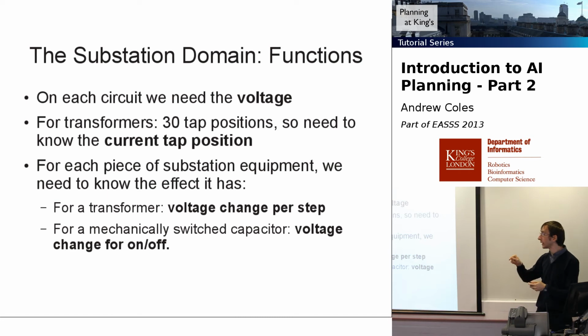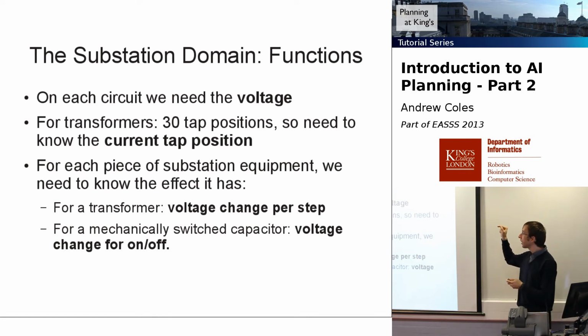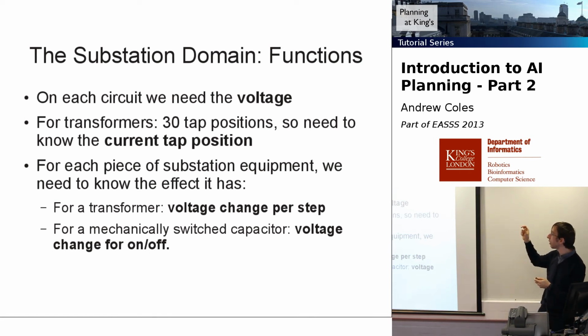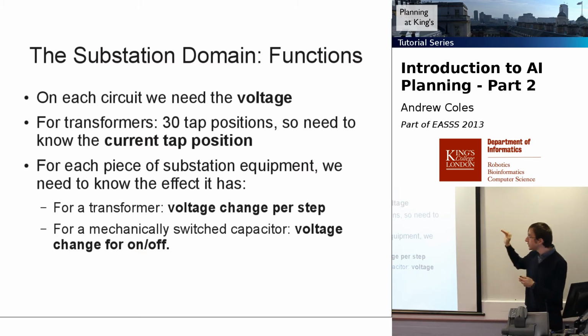If it can dial it up to the 30th position, we need to have some precondition that says you can't dial up the setting of the transformer if you're already at position 30. Similarly, you can't dial it down again if you're already at position 0. And then for each piece of substation equipment, so either a capacitor or a transformer, we need to know what the effect of operating that equipment has. So for a transformer, what is the voltage change per step? Every time you change the tap position, what happens?